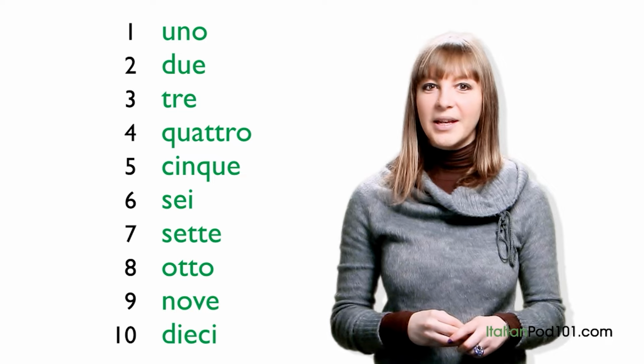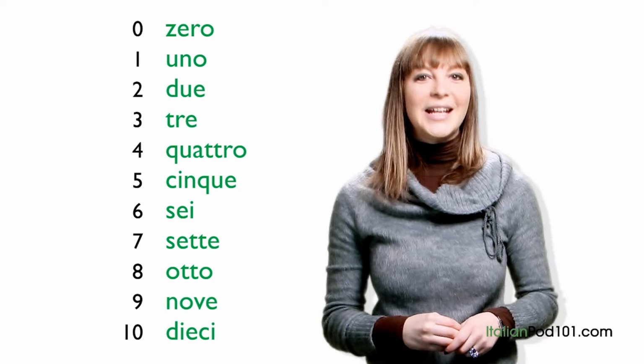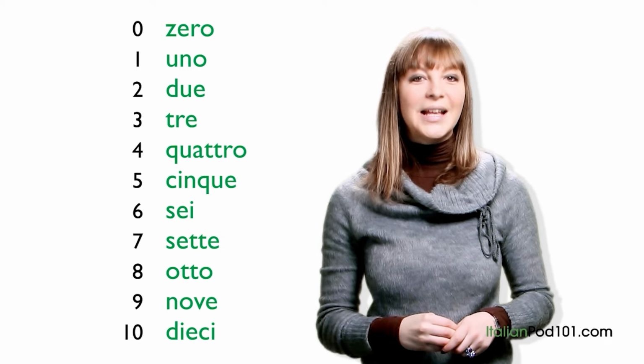What is before uno? Do you know? It's the same as in English, but with a different pronunciation. Zero. You don't have any more excuses. You can give your friends your mobile number in Italian. Let's try together.